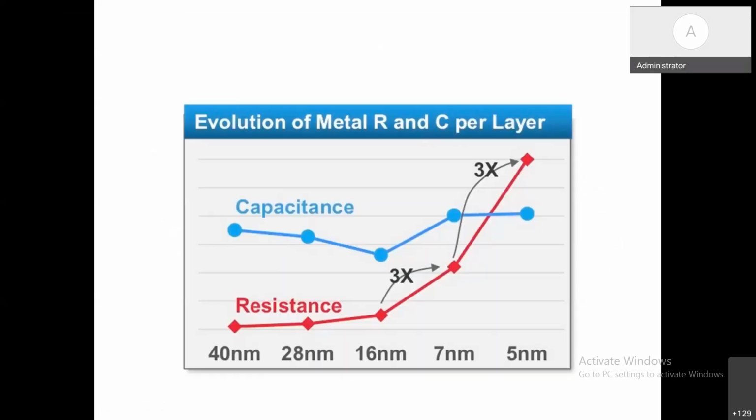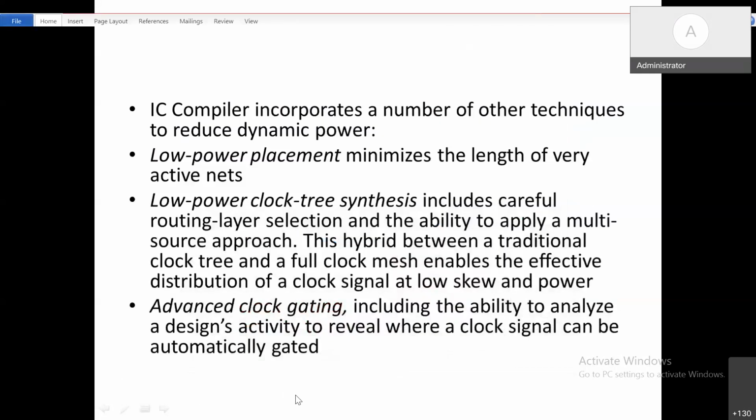Okay. This is again just to show the increase in the resistance. You can see that also the capacitance is decreasing as the nanometer length is decreased, but from 16 to 7 nanometer, the resistance is increasing 3 times. Similarly, from 7 to 5 nanometer, the resistance is going to be increasing. So these are all also challenges with respect to the design in your 16 and 14 nanometer.